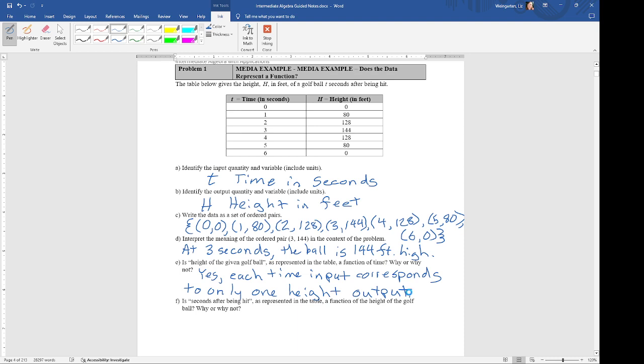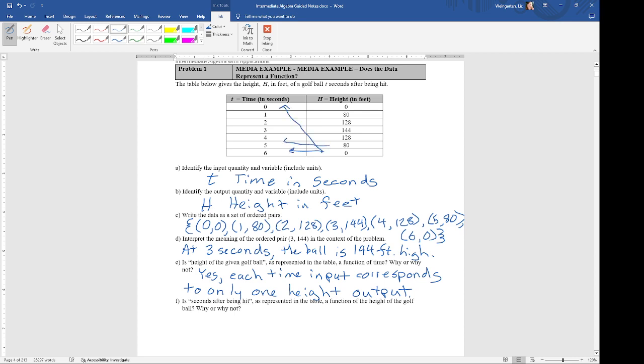Is seconds after being hit, as represented in the table, a function of the height of the golf ball? So if we were saying that the height of the golf ball was our inputs, is time going to be a function of height? So let's look at this backwards. 0 corresponds to 0, but 0 also corresponds to 6. So that input, as well as 80 and 128, they have 2 different outputs if time is going to be our output.